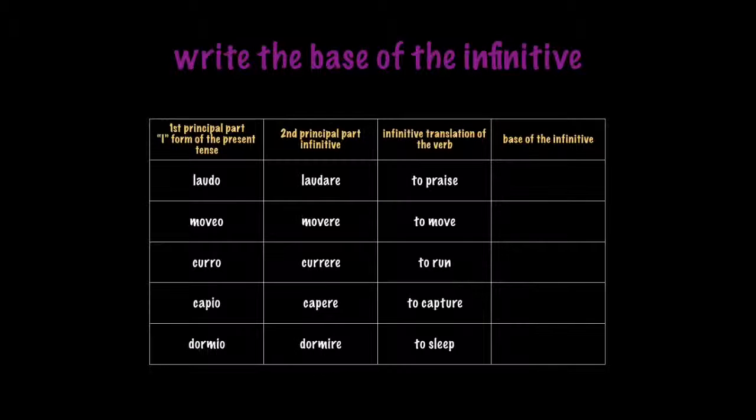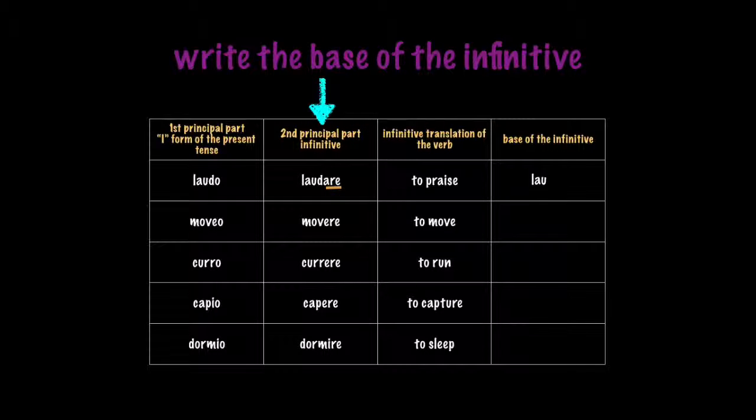Remember that when we look at a vocabulary list, it is the second principal part of the verb that is the infinitive. Notice that each infinitive has 3 distinct letters on the end. RE are the last 2 letters, and that's always preceded by a vowel. That makes the infinitive ending. To get the base, you will need to remove the infinitive ending. Let's look at how that's done.